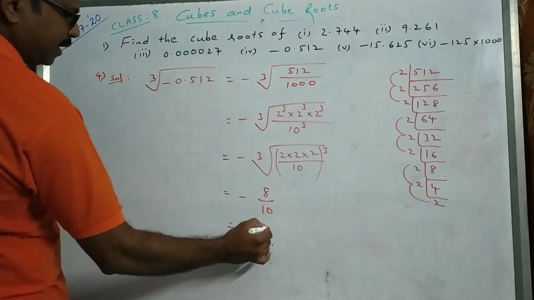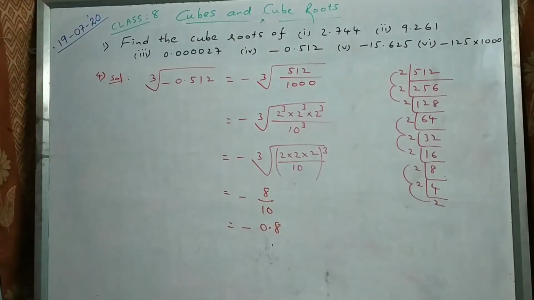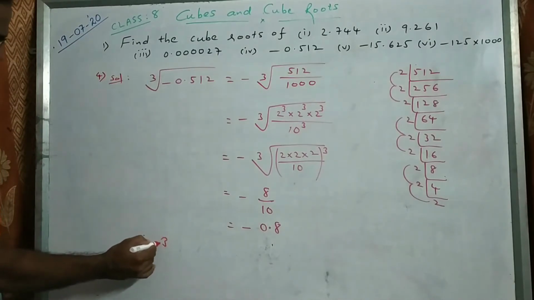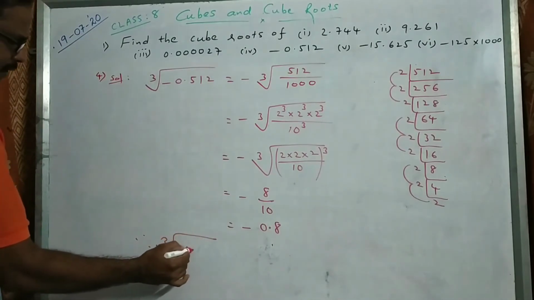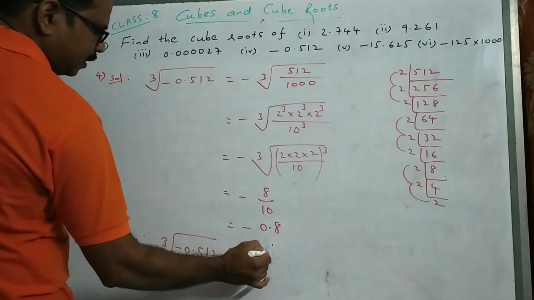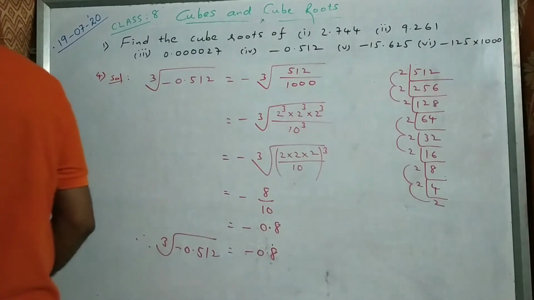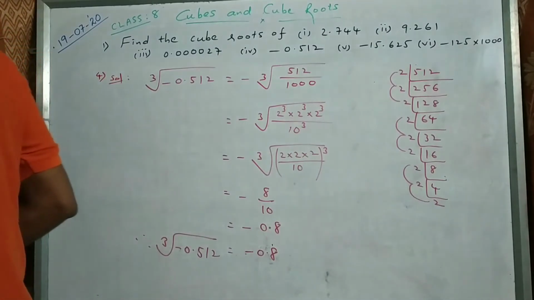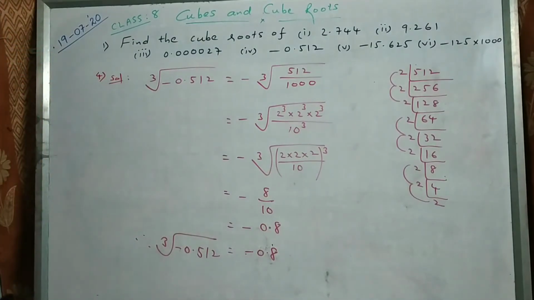8 by 10 means what? 0.8. After one digit you have to keep the decimal. Therefore, cube root of minus 0.512 will be minus 0.8. Okay? That is the end of the solution.